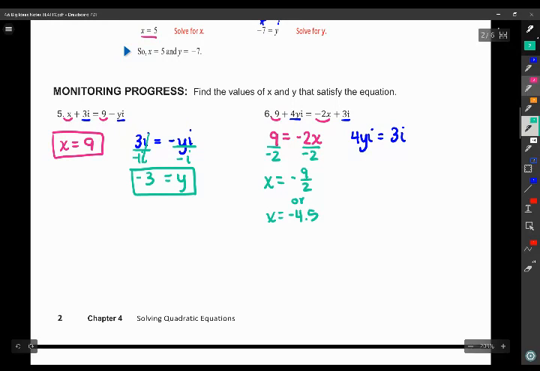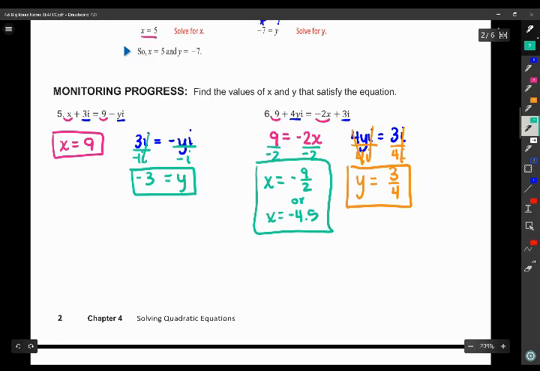When you're looking at the next one, we're trying to get y all alone. And so here's my y. And so I need to get rid of the 4 and the i. So I divide 4i out, divide 4i out. And so we're left with y. And then i divides out i, so we're left with 3/4. And so these would be my solutions for x and y in this case.